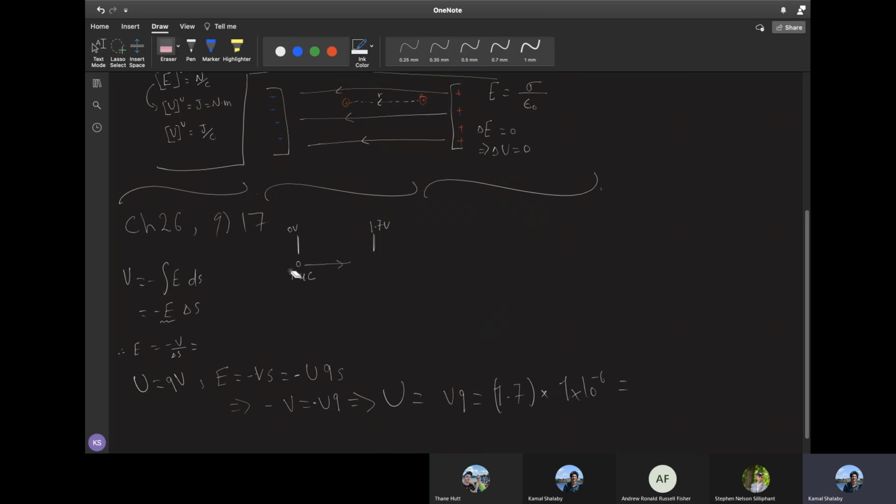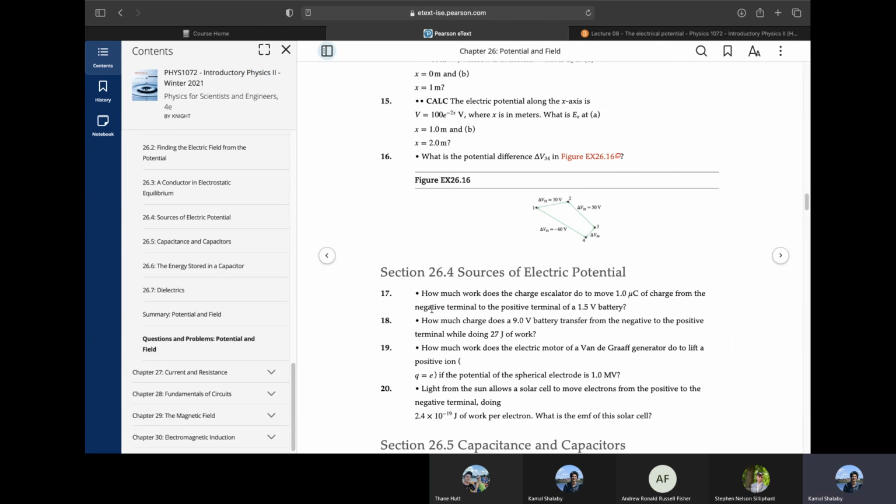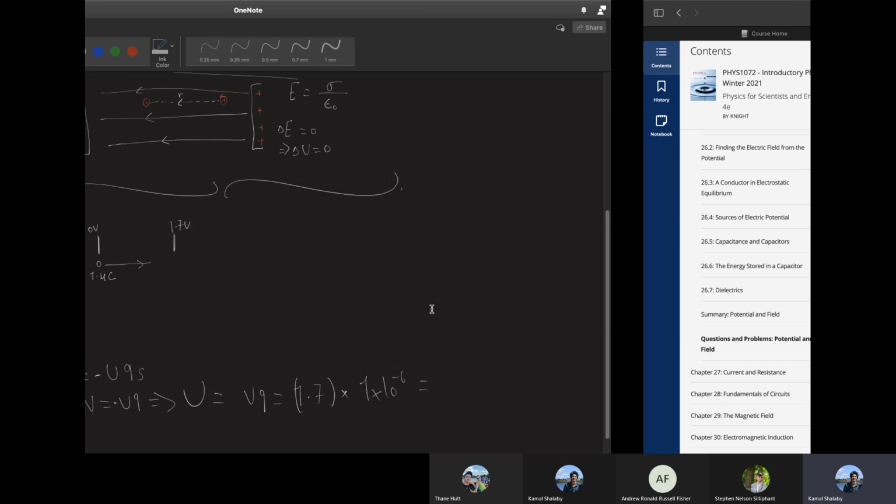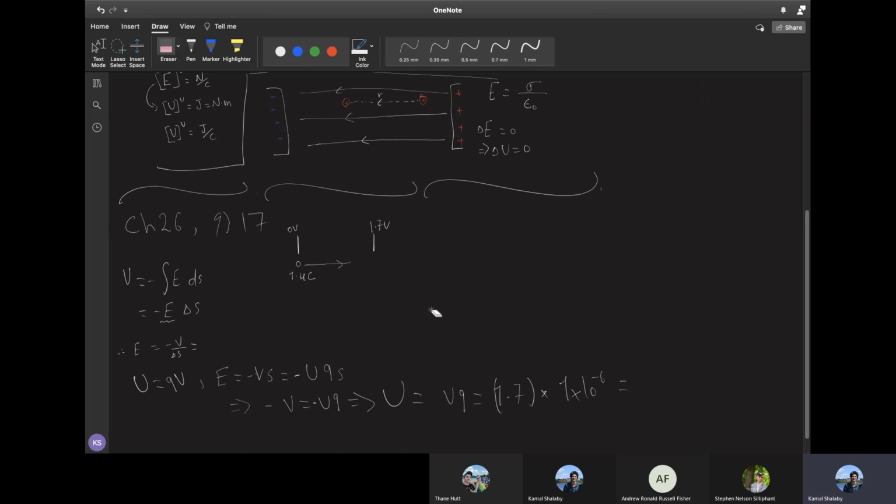So the work, it asks us for how much work does the charge do. So actually the charge is not doing any work. The charge is taking energy. So it's doing negative the work. Yes, it should be negative actually. Okay, so we were okay. Just leave this as it is. Well, it's going to be negative 1.7 multiplied by 1 to the power negative 6, which is just negative 1.7 microjoules.